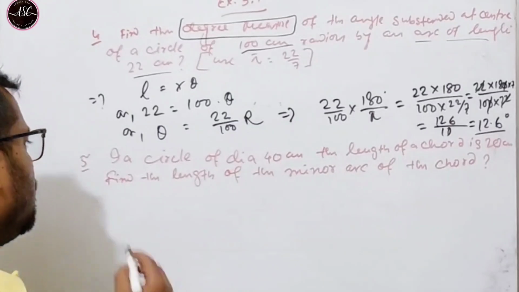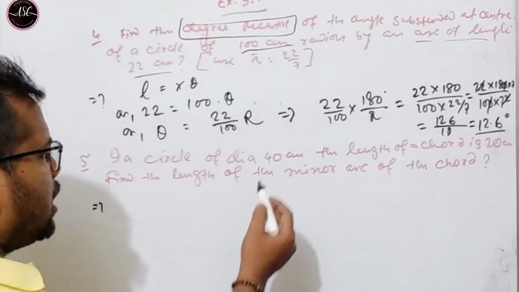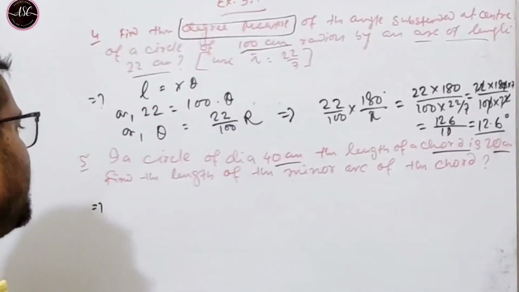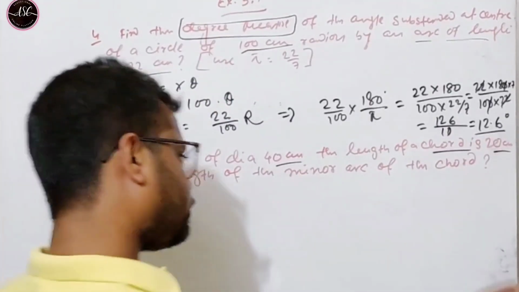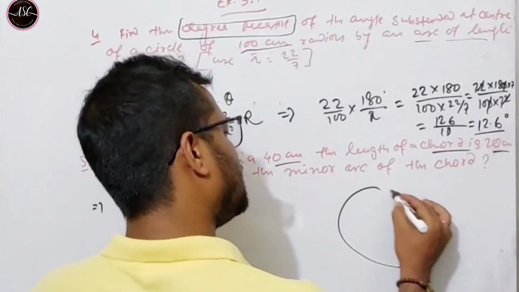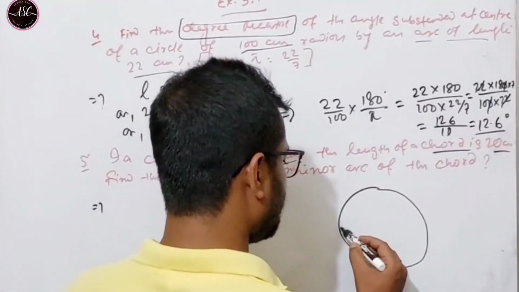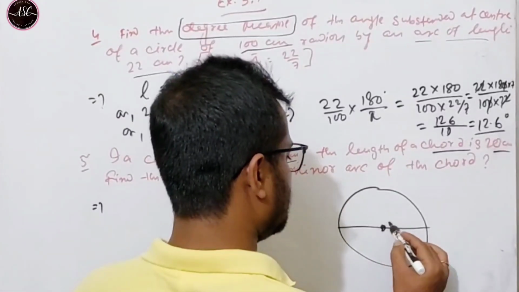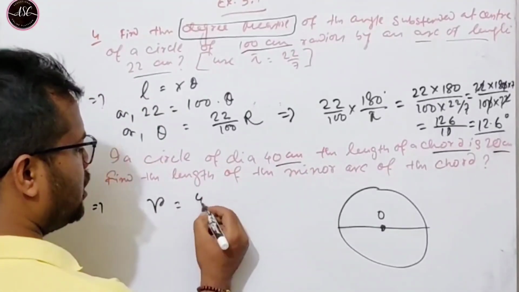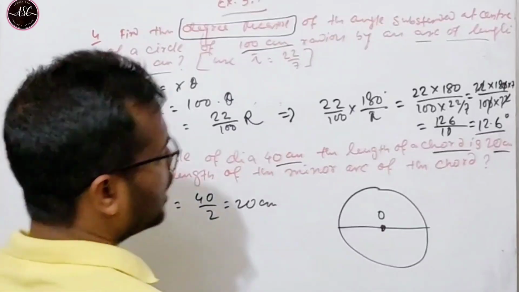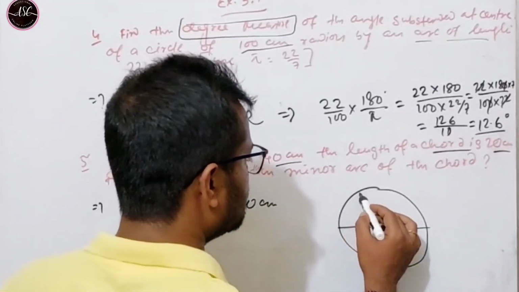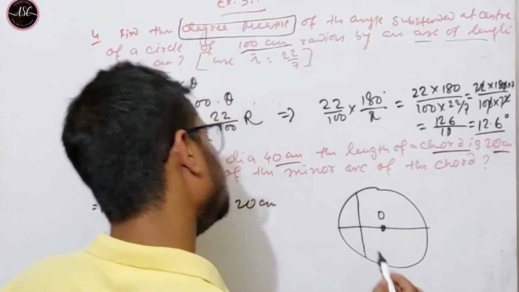Okay. Now look at this question. In a circle of dia 40 cm, the length of a chord is 20 cm. Find the length of the minor arc of the chord. This is a slightly tricky math problem. This is the circle, and this is the dia and this is the center of the circle. So dia is 40 cm, so radius is 40 by 2, that means 20 cm. Here a chord of 20 cm. So just draw a chord 20 cm.